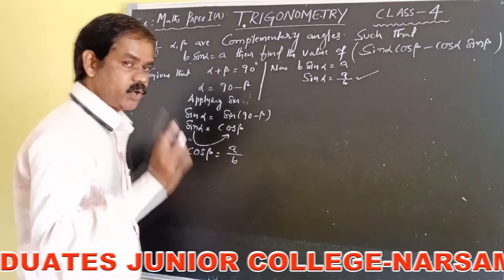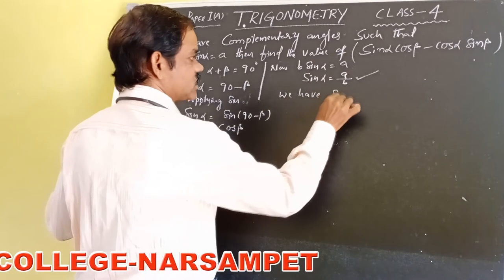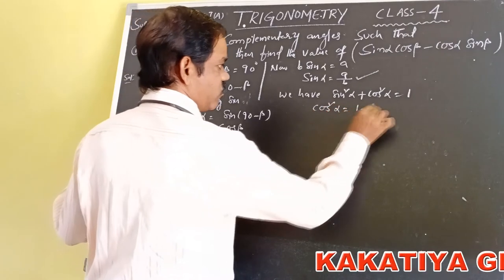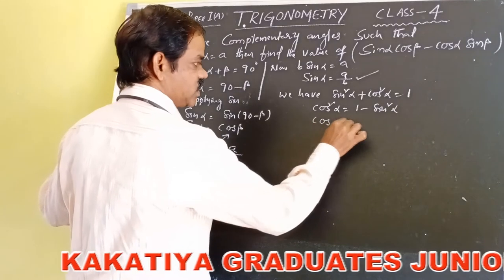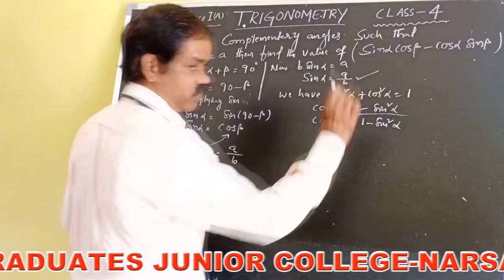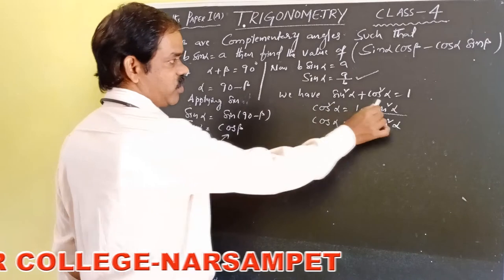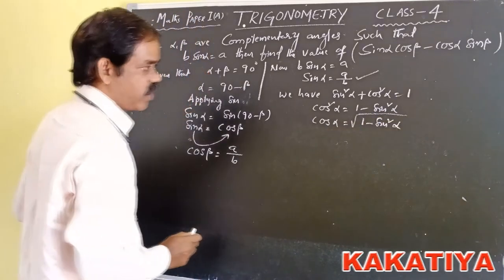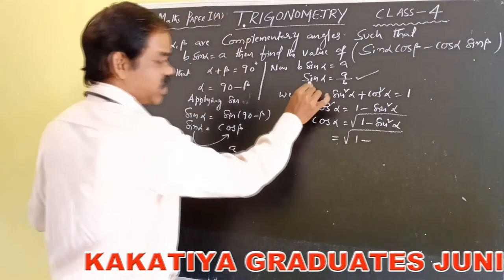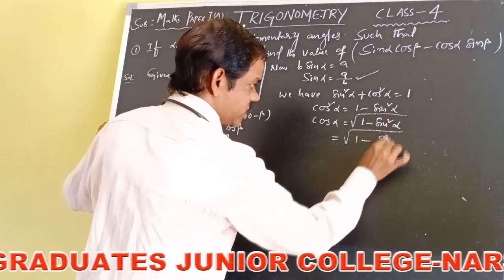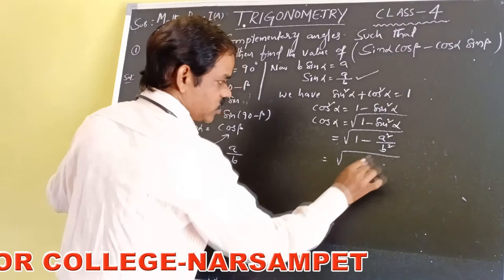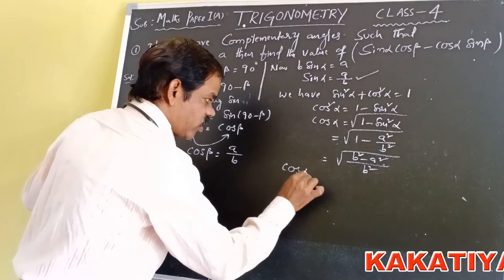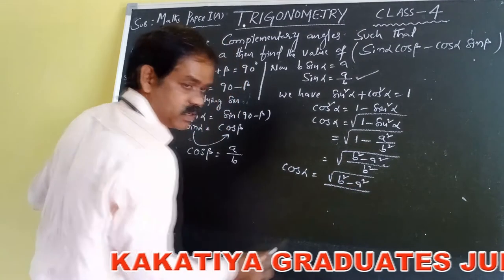Next, according to the identity property, already we have sin square alpha plus cos square alpha is equal to 1. From this, cos square alpha is equal to 1 minus sin square alpha, and cos alpha is equal to the square root of 1 minus sin square alpha. Already we have sin alpha is equal to A by B, so A by B whole square becomes A square by B square. It is equal to root of, taking LCM, B square, B square into 1 is B square, so B square minus A square. Therefore, cos alpha is equal to root of B square minus A square divided by the square root of B square, which is B.